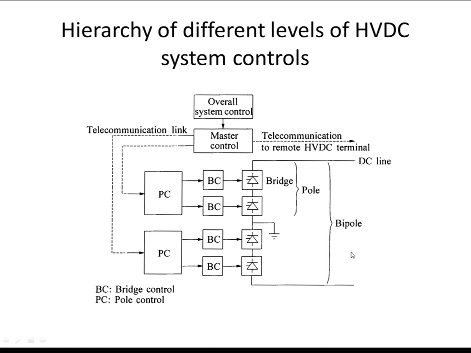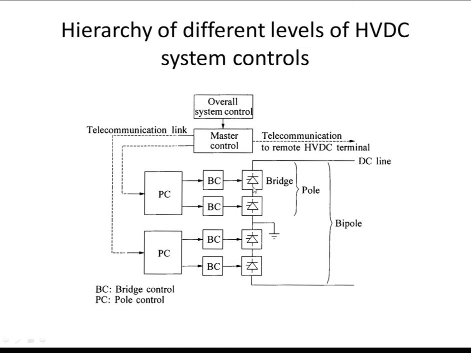Good morning, students. In this lecture, we will understand the hierarchy of different levels of HVDC system controls. You can see the single line diagram of the different levels of HVDC system control. We start here. The box BC is a bridge control, and PC is a pole control. There are four different types of control in the HVDC system, the whole hierarchy of control systems: bridge control, pole control, master control and overall control. One by one we will see all these different controls.